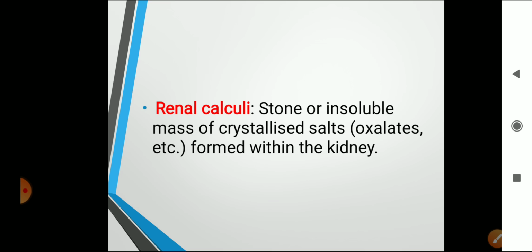Now, the other disorder which you have to study is renal calculi or kidney stones. Singular is calculus. So you may find in the question paper what is calculus, right? Calculus is nothing but kidney stones, renal calculus or renal calculi. These are the stones or insoluble mass of crystallized salts, that is calcium salts, the calcium carbonate or calcium oxalate, which gets crystallized and accumulated in some parts of the kidney in the form of stones, and these are formed within the kidney, and these are called renal calculi.